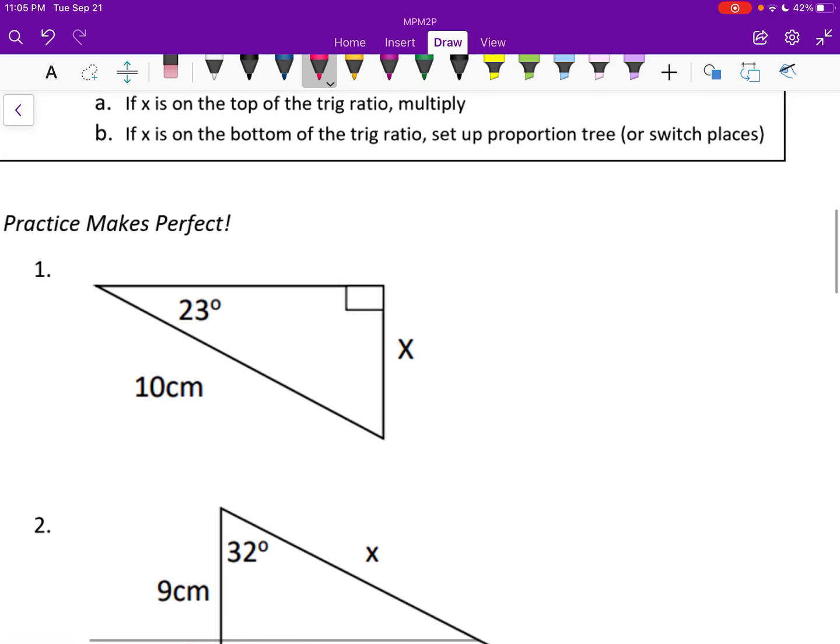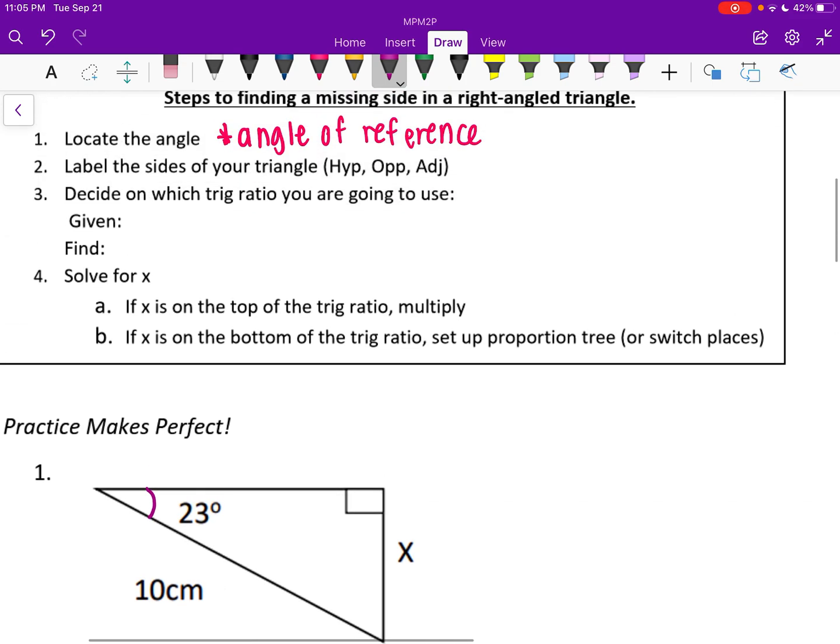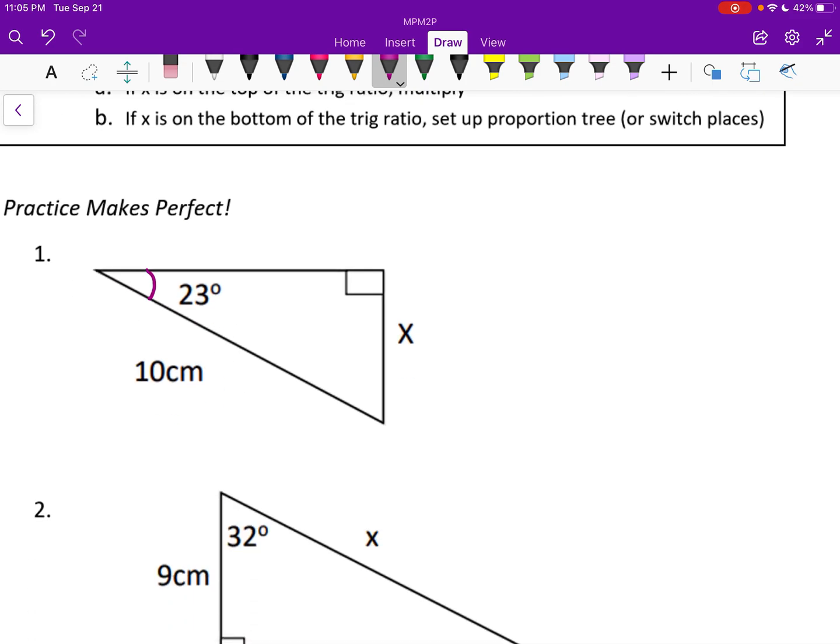Okay, so obviously our angle is going to be the 23 degrees over here. Let's go ahead and label. It says first thing, locate the angle. We did that. Second thing, label. This is going to be our hypotenuse, this is going to be our opposite, and this is going to be our adjacent. We're trying to find out what x is. So let's find out what we're given. We're given that the hypotenuse is equal to 10. We know that the opposite is equal to x.